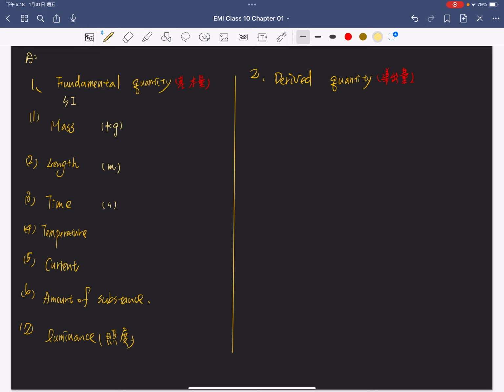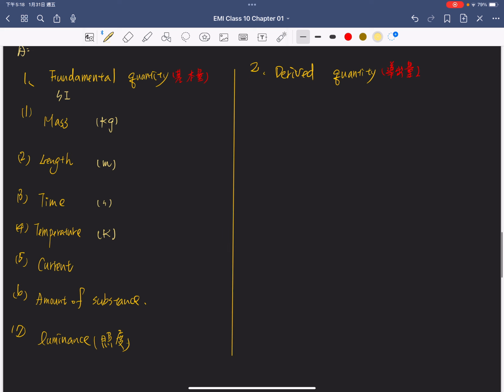The fourth important quantity is temperature. For temperature, we often use the kelvin. The kelvin may not be familiar to students in junior high, because there we use Celsius and Fahrenheit to describe temperature. However, the kelvin is what we use to describe the motion of molecules.